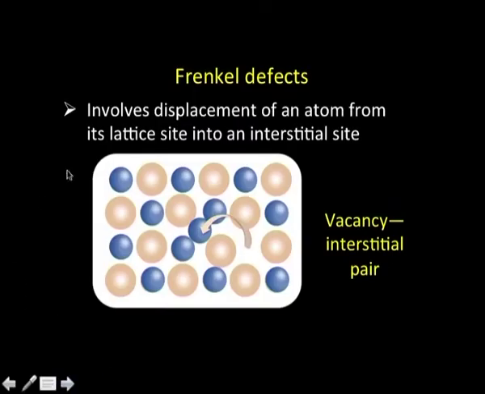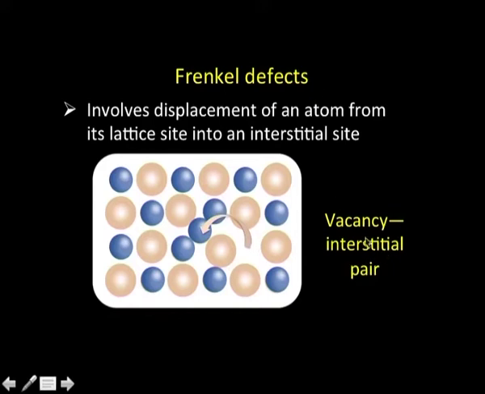Now, let us move on to the Frenkel defects. In case of Frenkel defects, basically they involve displacement of an atom from its lattice site into an interstitial site. Very interesting phenomenon. Let us look at this. We have a lattice, and in this case what I am showing here is a cation which has moved from its own position and got into an interstitial position. Such a thing happening means we have a cation vacancy and a cation as an interstitial. Such a defect is referred to as Frenkel defect.